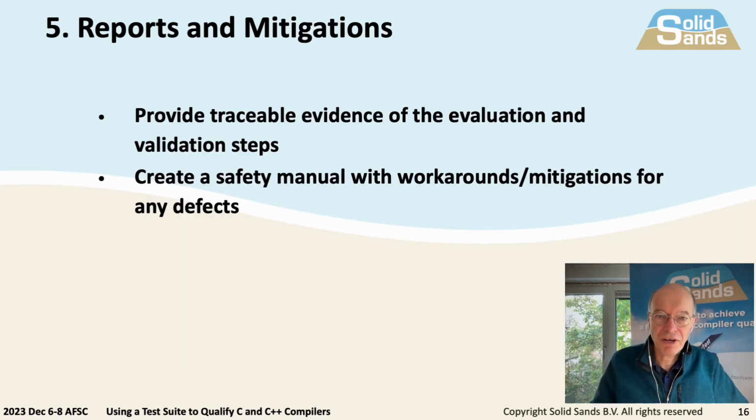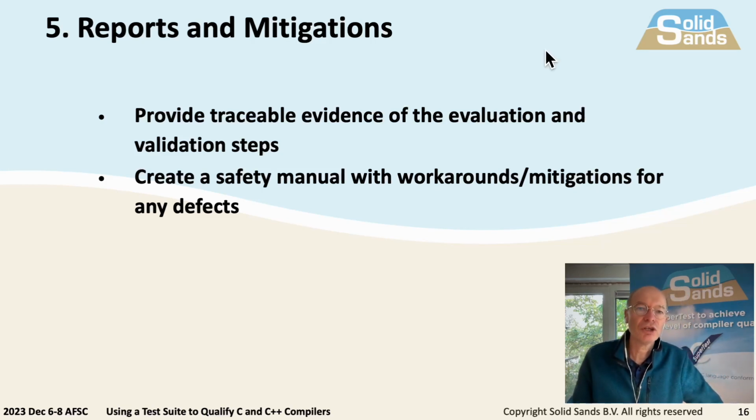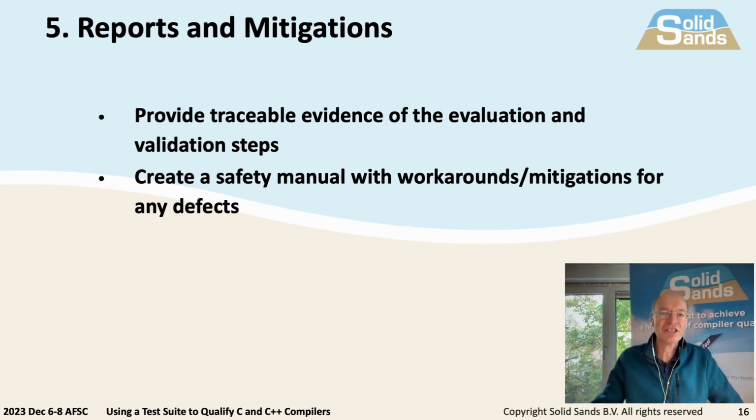So that brings us to the final reporting and mitigation. Obviously, you have to write down the results of the test and also the process that you followed to do the validation. That all becomes one report. The content of that can follow what is described in the ISO 262 documentation standard. And also we have to then specify for the defects that we have, what are the workarounds, the mitigations for the programmer. That becomes the safety manual for the compiler user.